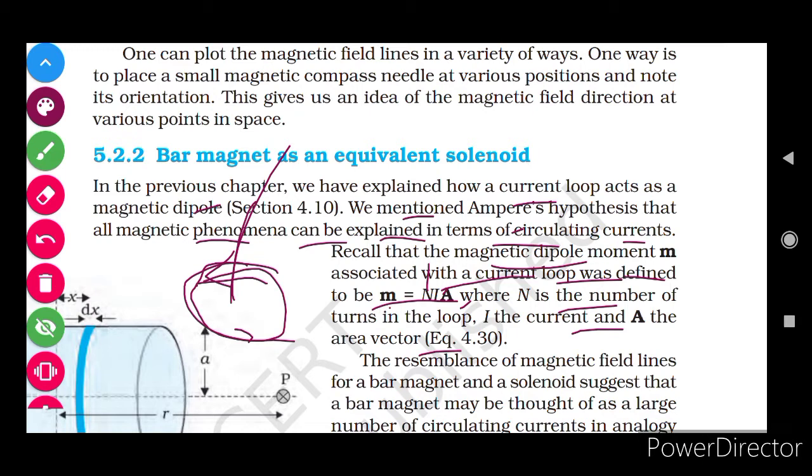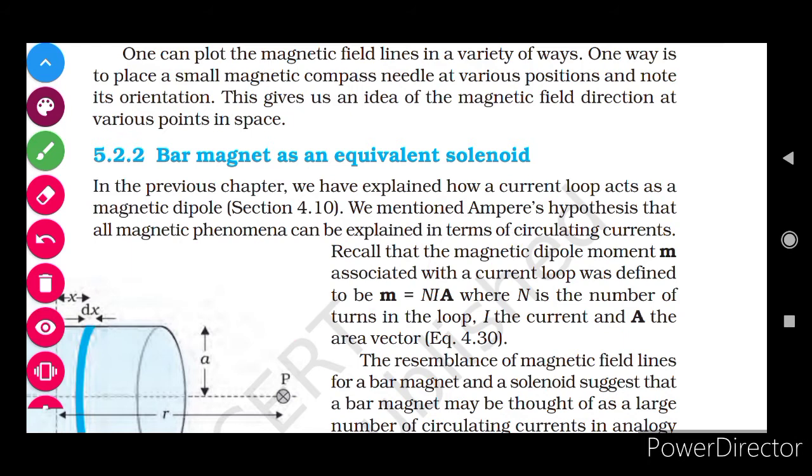In direction, the magnetic moment is along the area vector, which can be found by the right hand rule. Curl your fingers in the direction of current, and the direction of the thumb will give you the direction of the magnetic moment. So this was in chapter number 4.